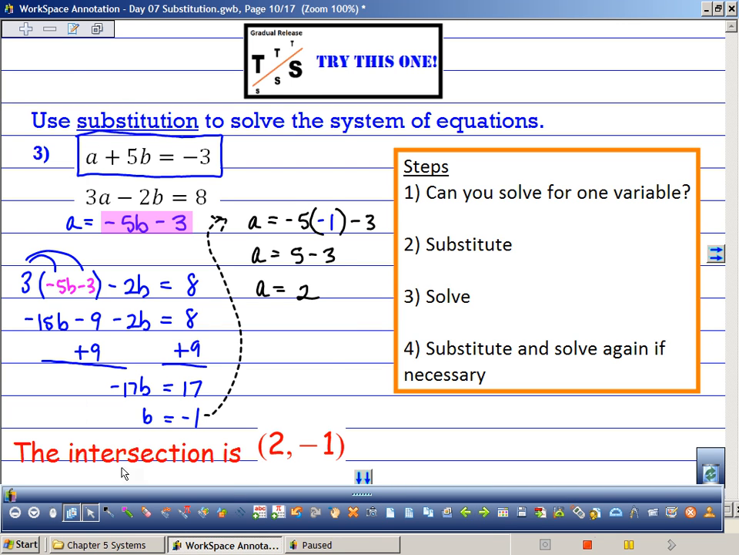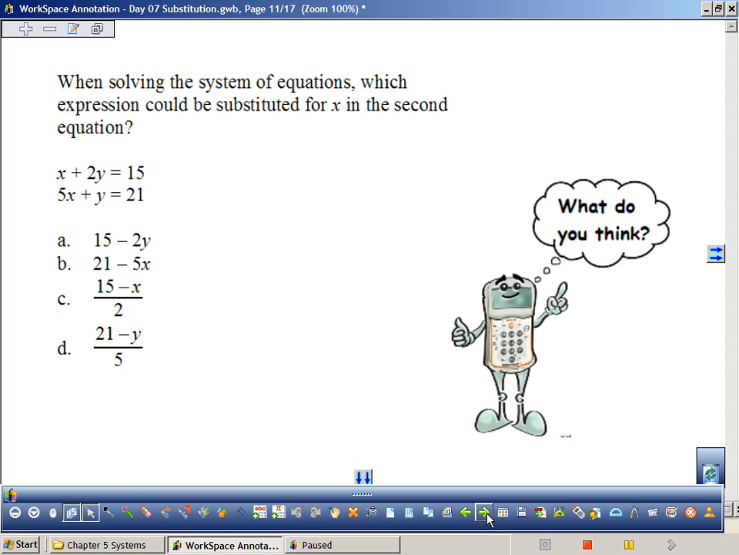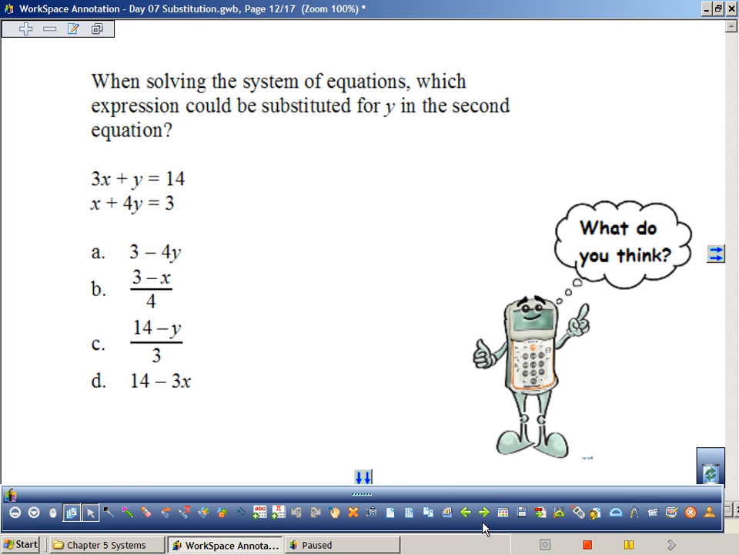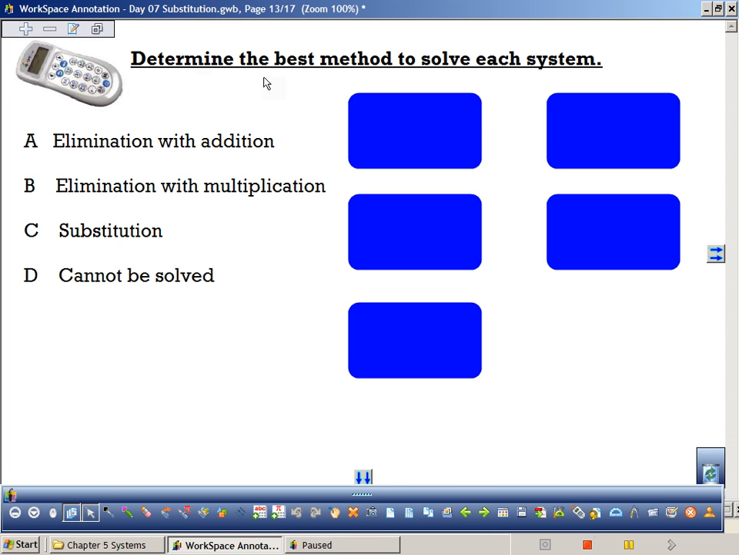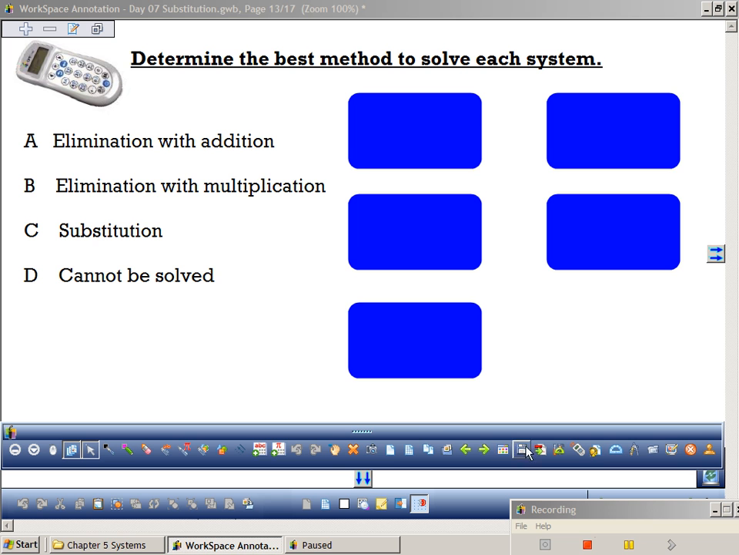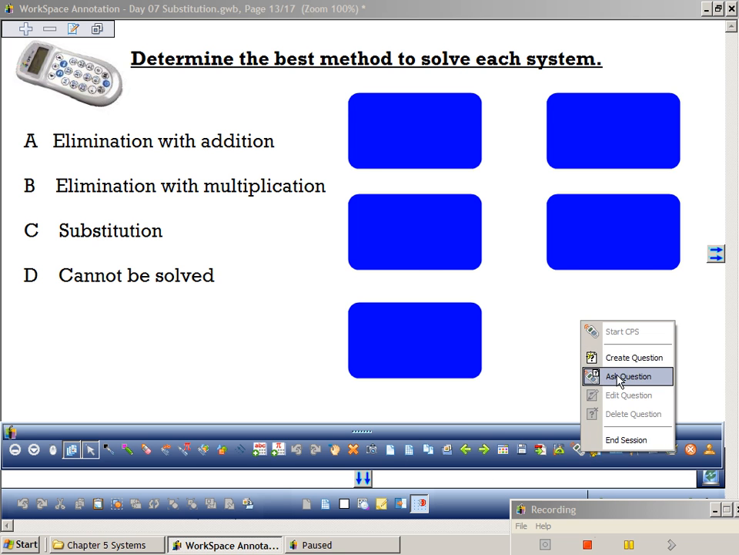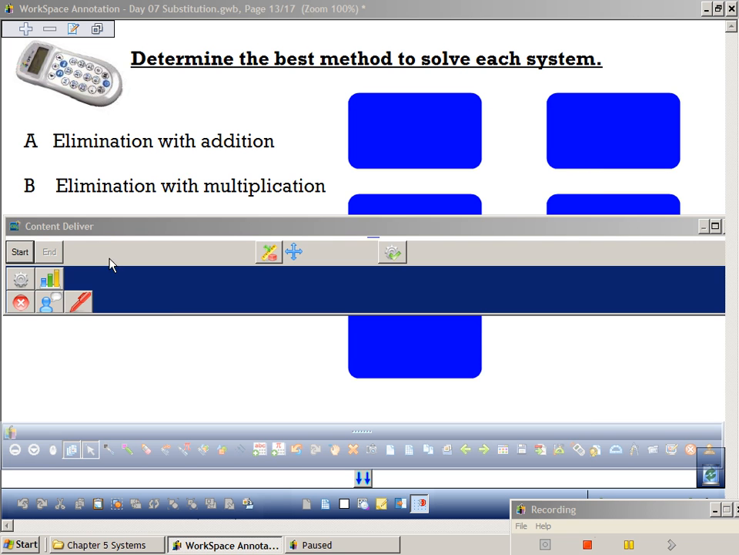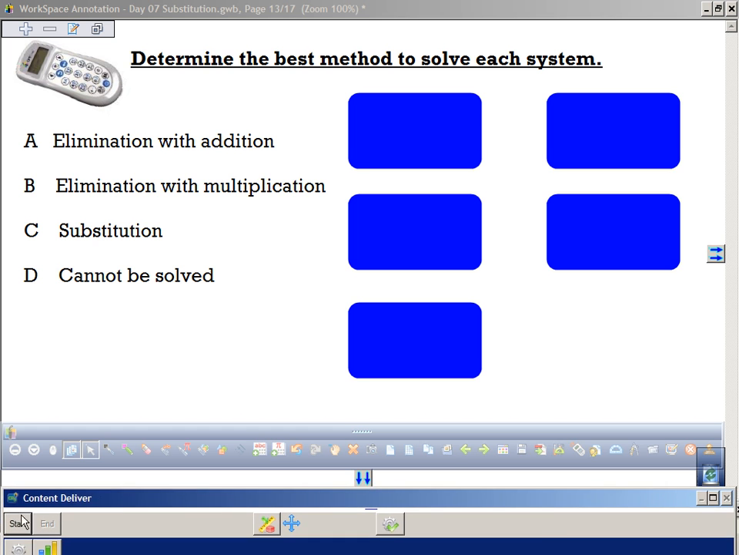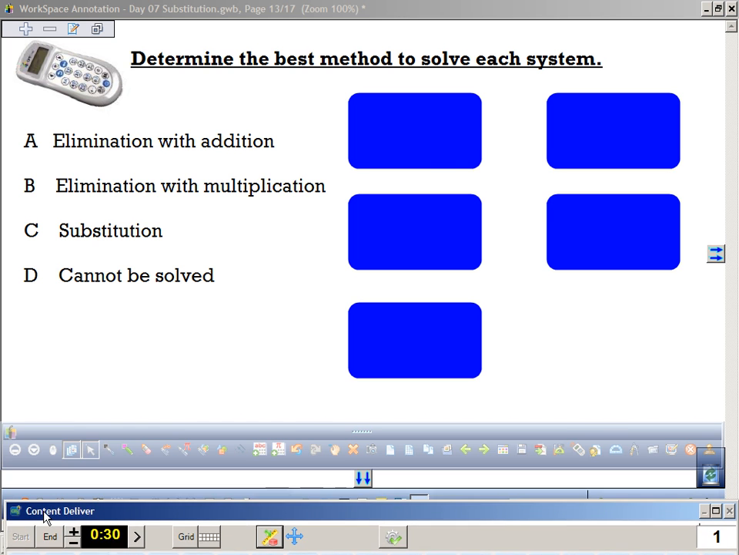So let's talk about, did you guys get all this down? Do I need to keep this up at all? Everybody got it? All right, I don't really like this one or this one. Let's go to these. Determine the best method to solve each system. All right, so we're going to put in A, B, C, or D. So let me start my clicker. And you guys are going to decide what's the best method to solve it.